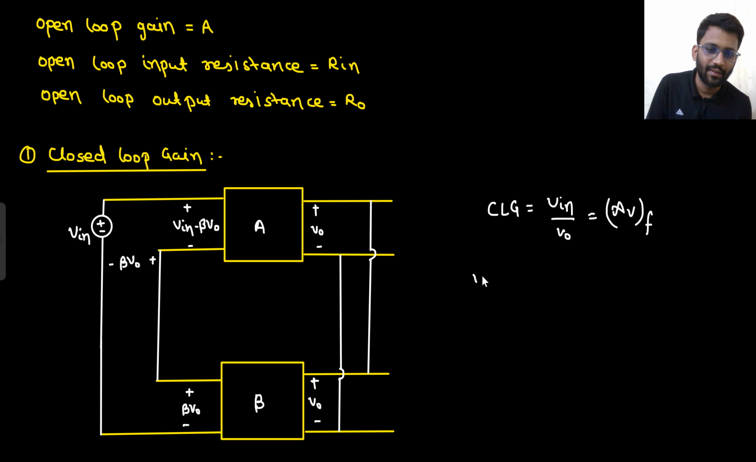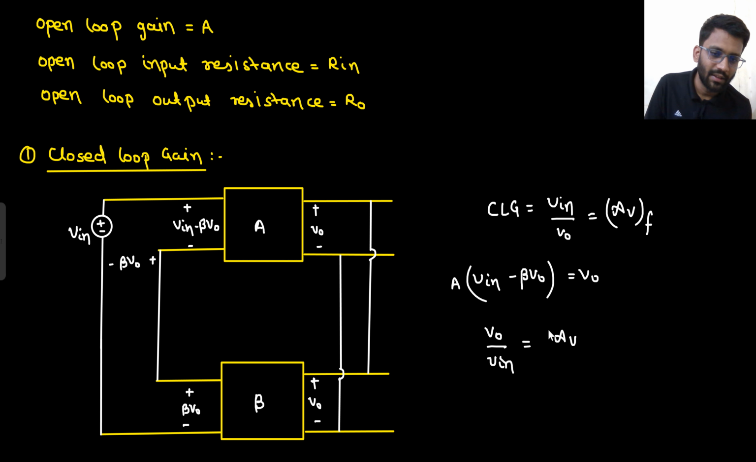So what can I write? V in minus beta V naught, into A, is equal to V naught. If you solve it, what will we get? V naught by V in, that you can call AV with feedback, will be equal to A upon 1 plus A beta.